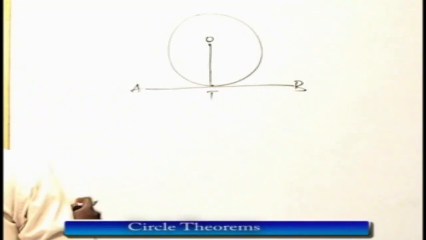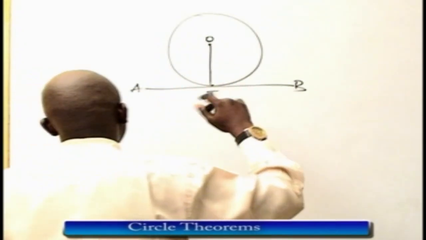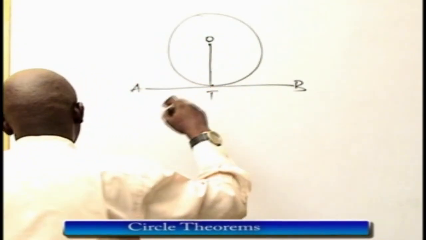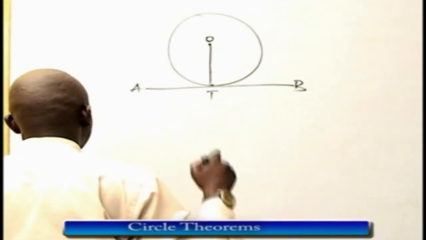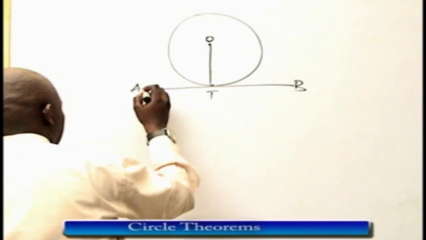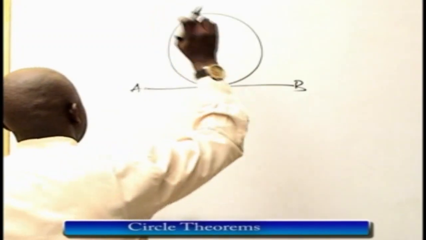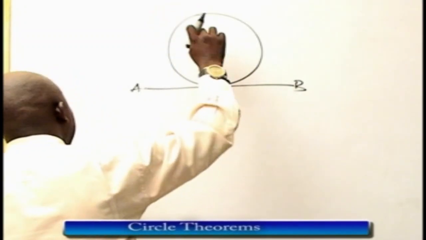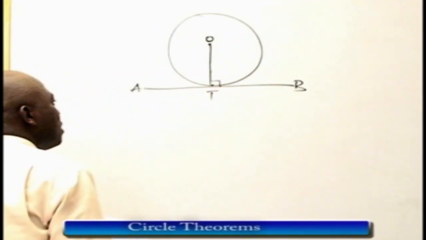Now, what this theory is saying is the tangent AB to the circle at T is perpendicular to the radius of that circle at that point T. This line that is tangential to this circle is perpendicular to the radius of the circle at that point where it touches the circle at T.